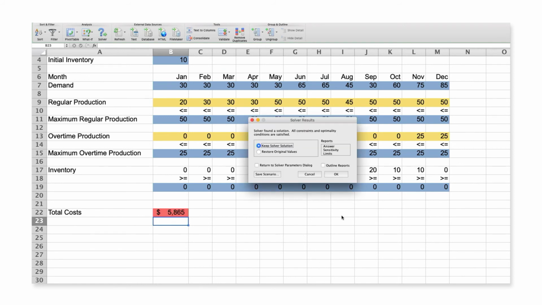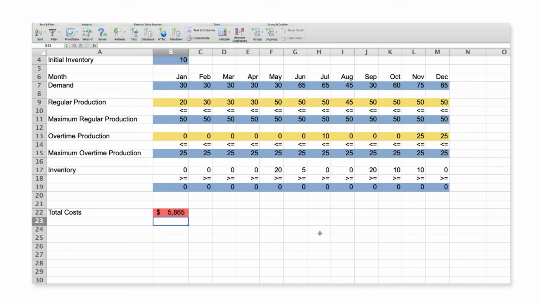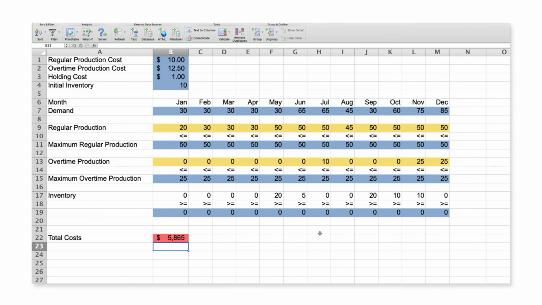Solver found a solution. All constraints and optimality conditions are satisfied. And here's your optimal production schedule. And your total cost is $5,865.